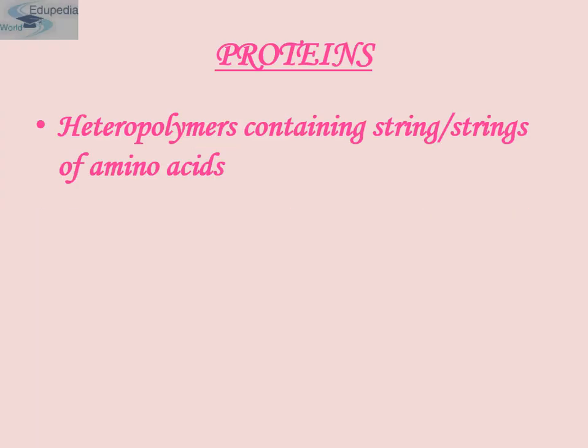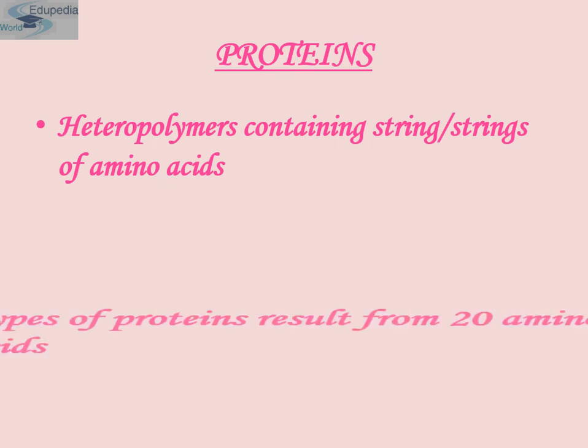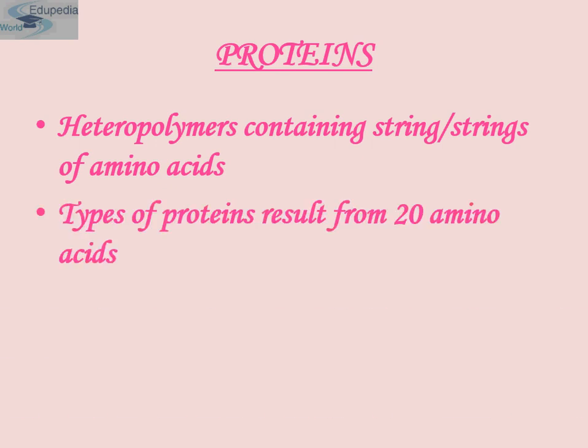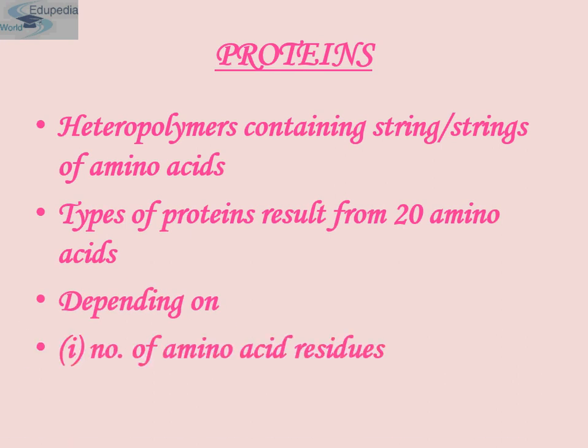Now come to proteins. Proteins are heteropolymers of amino acids. We can say that proteins are polypeptides. They are linear chains of amino acids linked by peptide bonds. You can say that proteins are polymers formed from alpha amino carboxylic acids. The alpha carbon is typically optically active in proteins.